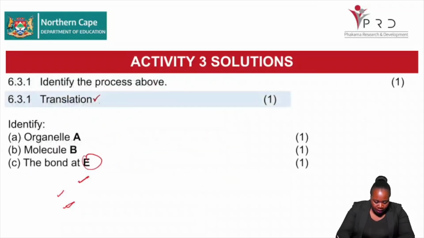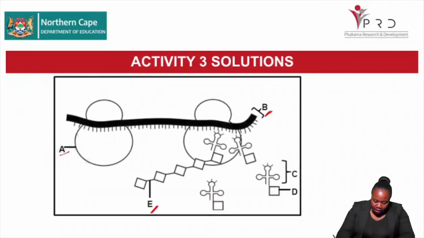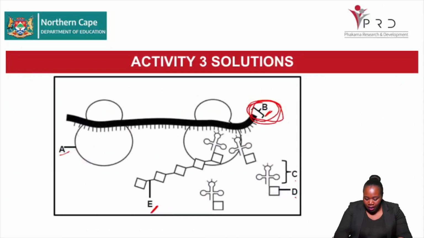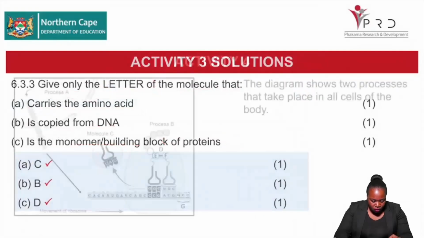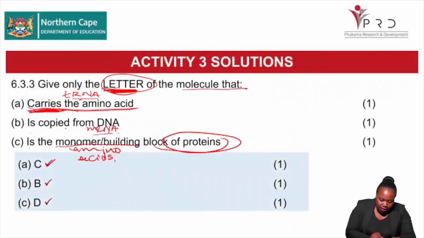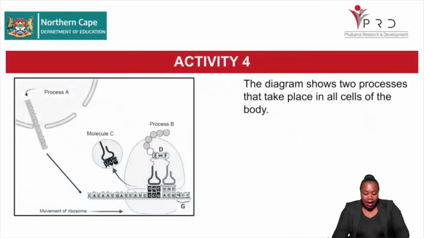Okay, let's go back. Now we have tRNA. tRNA is represented by letter C. Amino acid by letter D, and the other one, mRNA, is represented by letter B. So our answers would be C, B, and D. Let's go and have a look at that. So there we have it. The letter C represents tRNA, B represents mRNA, and D represents the amino acid.